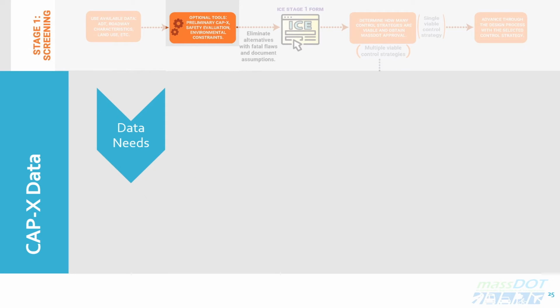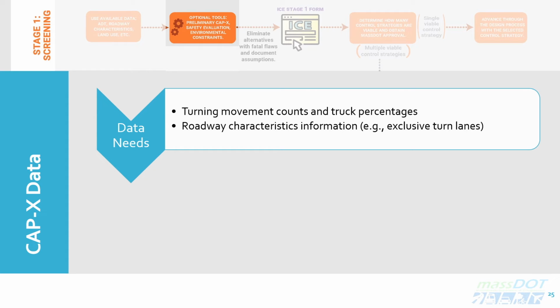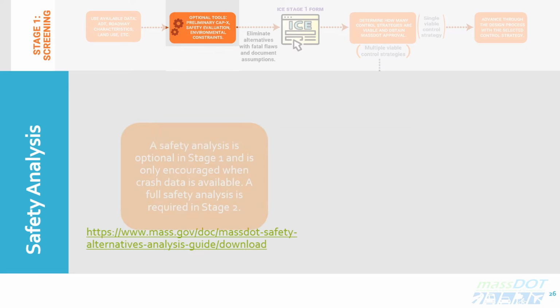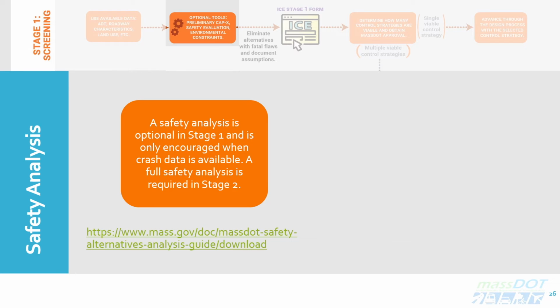CapEx can be used if the following data are already available: turning movement counts and truck percentages, as well as roadway characteristics information. Links to the CapEx tool and user guide are provided on the slide. Note that this data is not required to complete Stage 1, but if it is available, then CapEx can be used. A safety analysis is optional in Stage 1 and is only encouraged when crash data is available. A full safety analysis is required in Stage 2.